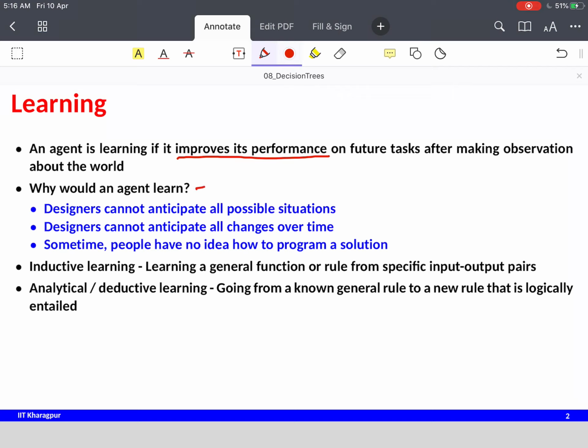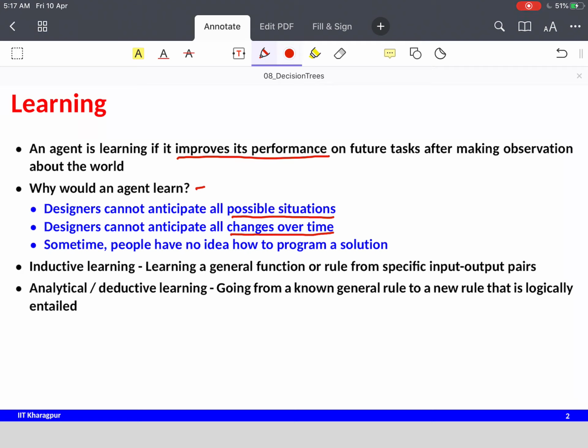So now the question is, why would an agent learn? Because when this agent is built, the designer may not know all possible situations, because there can be unknown situations, or the set of situations can be pretty large, which is not feasible for a designer to explicitly enumerate. And the designer cannot anticipate all changes over time, because over time something can change, but we expect that the system will learn all those things and adapt itself over time.